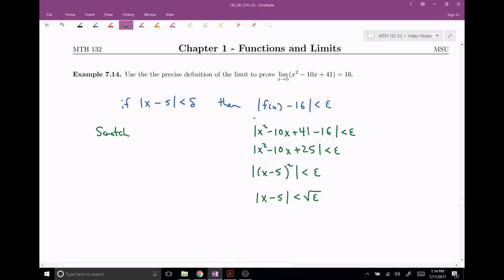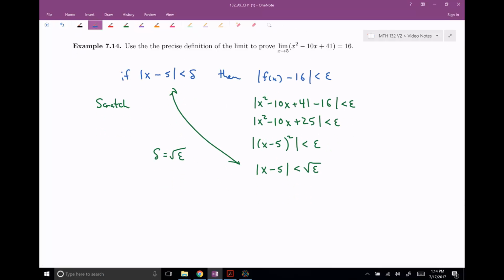Again, my goal is to make my function within distance epsilon away from 16. Through a system of math steps here, I found that if x is within distance square root of epsilon of 5, we stand a pretty good chance of making that happen. Notice how close these things are. I was able to make this look like an x minus 5 part, and I'm trying to choose a delta value. So the claim is, if I choose the delta value root epsilon, then this will be a good distance that x can be away from 5 so that my function is within distance epsilon from 16. Okay, that was the scratch work.